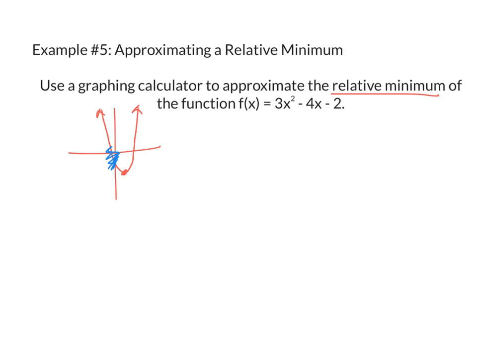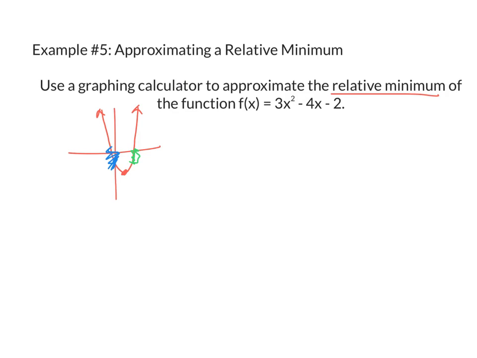Then it says right bound. What it's asking now is for you to move your cursor into the section where I have green. So I'm going to move my cursor to the right side of my minimum point, and press enter. Then it asks you to guess, so you just press enter again.